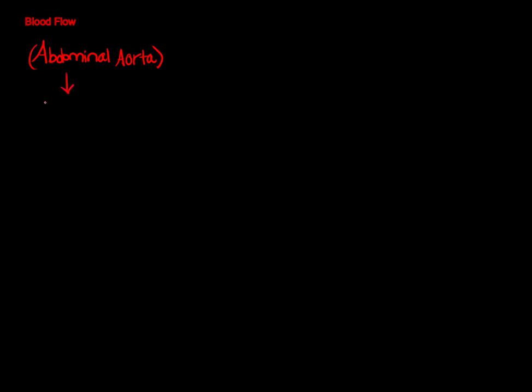then our oxygenated blood is going to feed this blood into the left and right renal arteries. And then we'll get to the left and right segmental arteries.